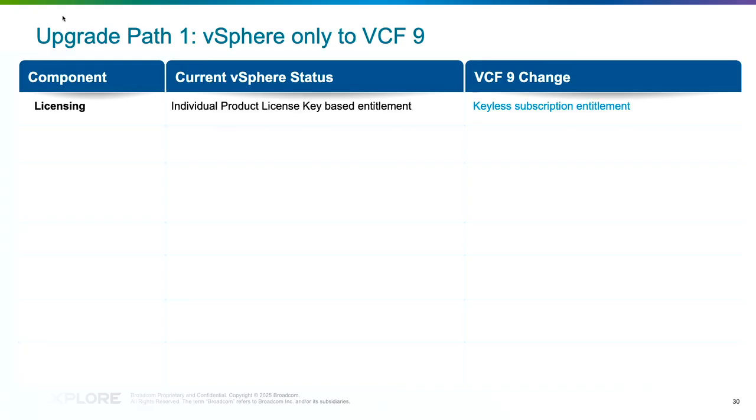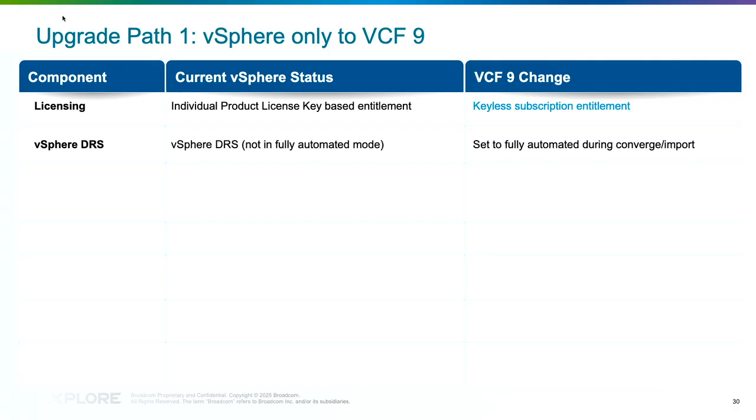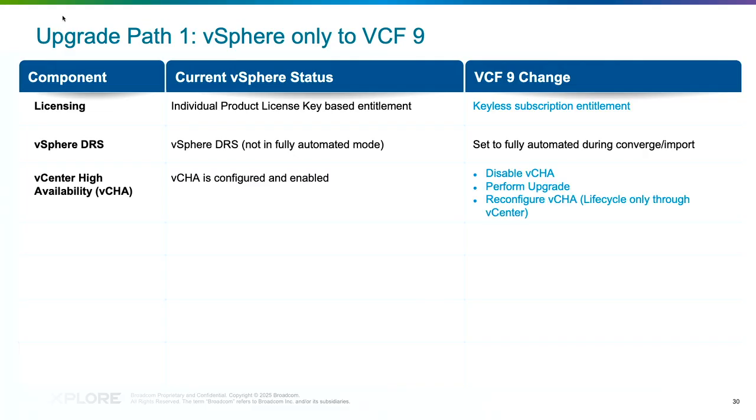So the very first thing is licensing. As soon as you move to VCF 9, the key-based licensing is not something that is required anymore. You move to keyless licensing. The second thing is if you have DRS configured, whether it's in manual or automated mode, it automatically gets set to fully automated during your move to VCF 9. You can switch it back if you want to.